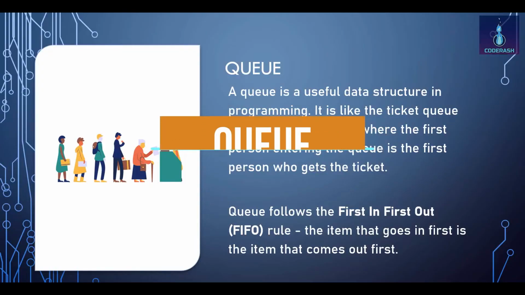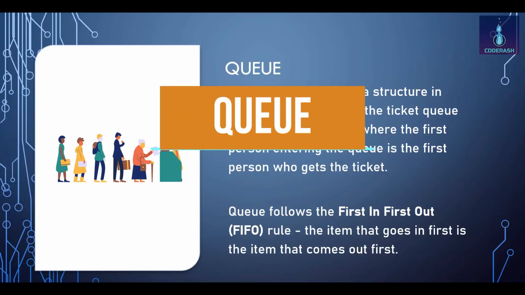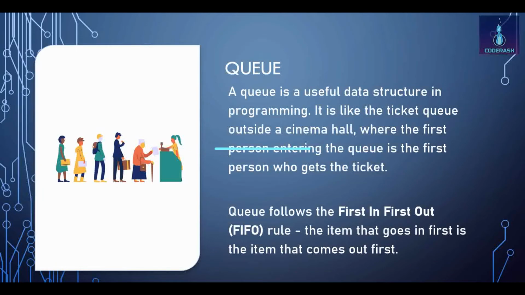The next data structure we are going to look at is a queue. Queue follows first in first out principle or FIFO rule. The item that goes in first comes out first. Imagine queue being like a ticketing queue outside a cinema hall, where the first person entering the queue is the first person who gets the ticket.